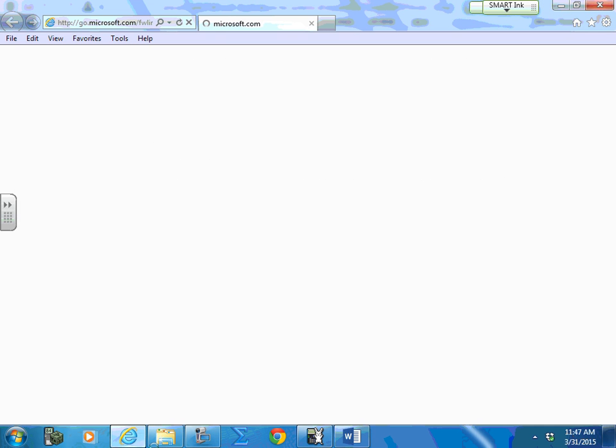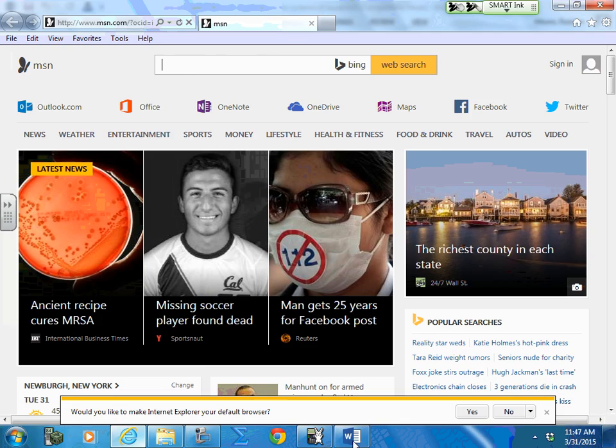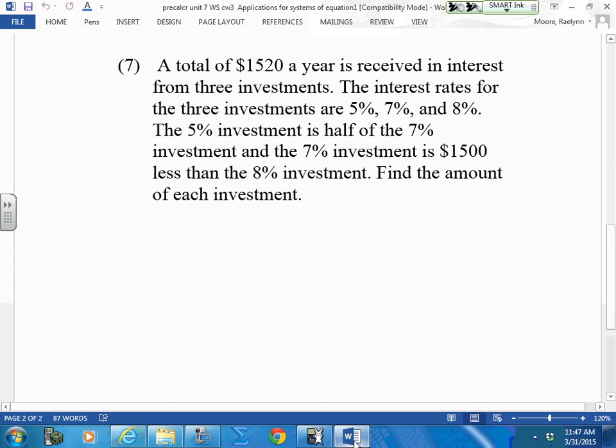So we have a total, oh my goodness, of 1,520 a year received from the interest that I earned. In other words, the money that I put in there, I got back, say, 7%. That's interest. All the interest that I collected from my accounts adds up to 1,520 a year. The interest rates are 5%, 7%, and 8%.